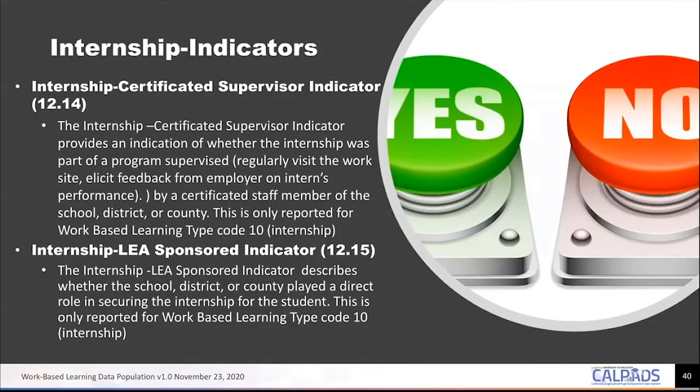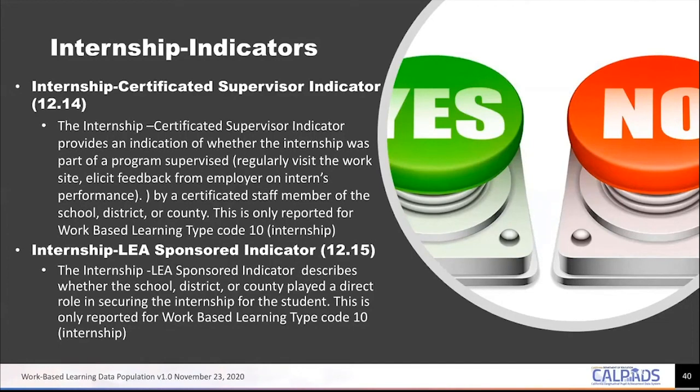All right, so then we get to the last two data elements, and these are your internship indicators. The internship indicators should only populate again when the work-based learning type code is 10 internship, right? So as you can see, majority of these fields that you submit in this file are related to internships, right? So the internship LEA sponsored indicator describes whether the school, district, or county played a direct role in securing the internship for the student.